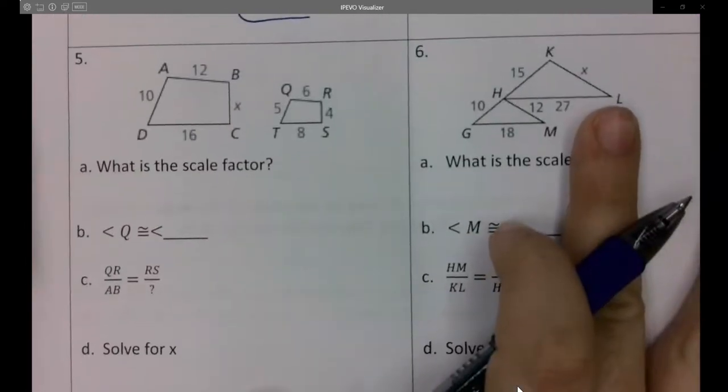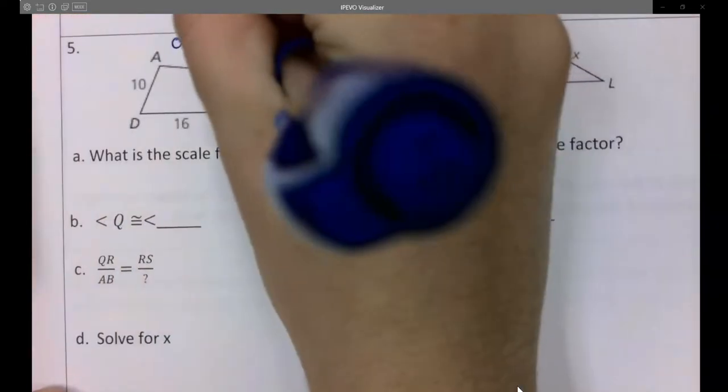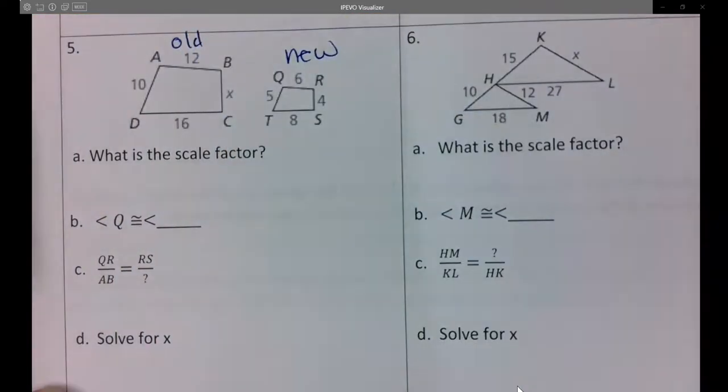On numbers 5 and 6, it's asking for the scale factor, a congruent angle, the relationship, and then to solve for x. So when it gives me 2 pictures and it doesn't necessarily say which one is going, I always assume my first picture is the old and my second picture is my new. So I want to take, remember, scale factor is new over old.